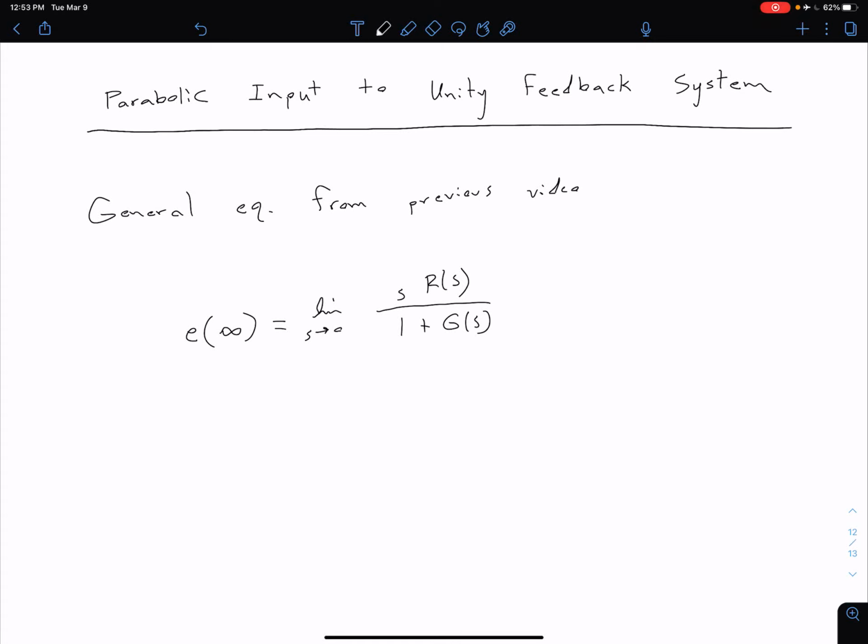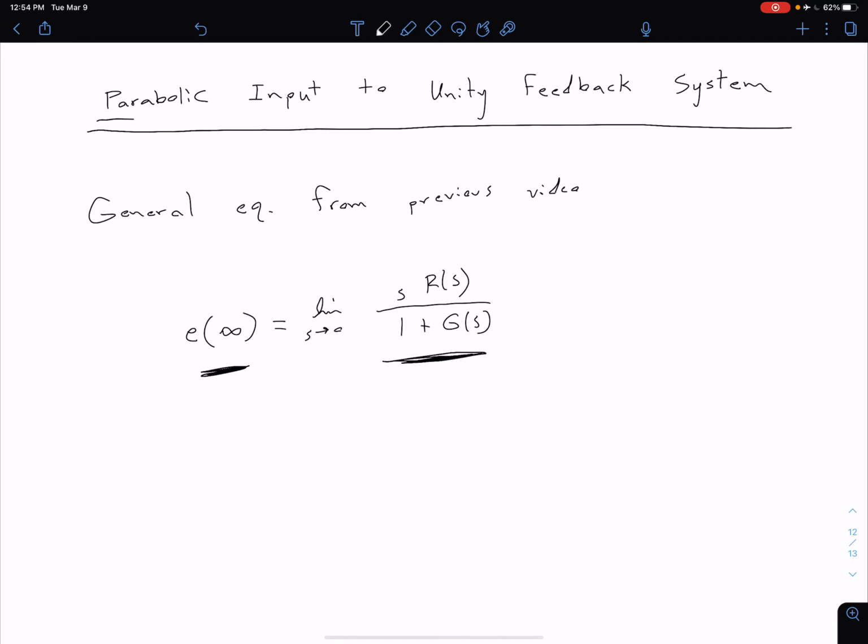Our third common input, which we're going to consider here, is our parabolic input. And again, we're assuming this is input to our unity feedback system, which we looked at a few videos back. And so from that unity feedback system, we came up with this general equation shown here for our steady state error, so e as t goes to infinity, and we related that to the limit as s goes to 0 in our frequency domain of some function which is related to our input R(s) and our open loop transfer function G(s).